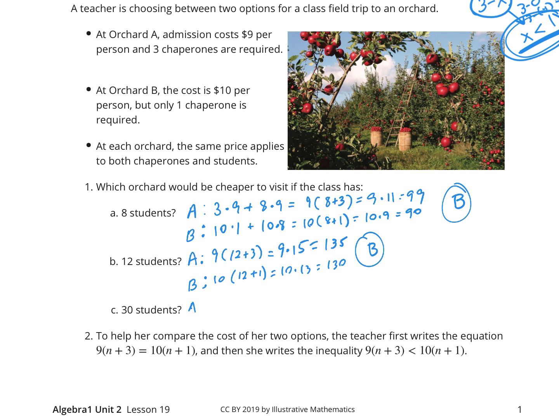And for the last one, Orchard A, I'm doing 9 times, I'm just going to say 33, skip a step. So 9 times 33 is 297, and then B is 10 times 31, which is $310. So here we can see that Orchard A is going to be the better option.